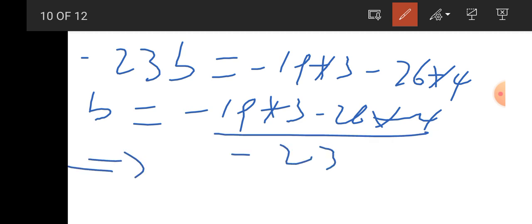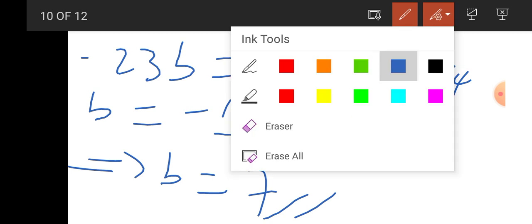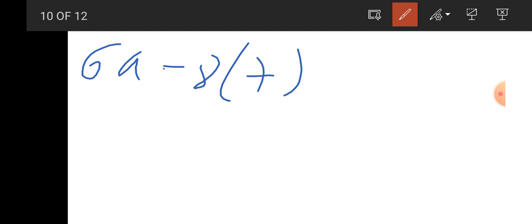ይህንን አባስተን አካፍለን ስናስቀምጠው the value of b is equals to 7. እዚህ ጋር ያገኘነውን የb value if we substitute in equation 1 or in equation 2 ውስጥ substitute ስናደርግ ለምሳሌ 7ን equation 1 ውስጥ substitute ብናደርግ equation 1 ማለት 6a minus 8b ነበረ። instead of b substitute 7 which is equals to minus 26.